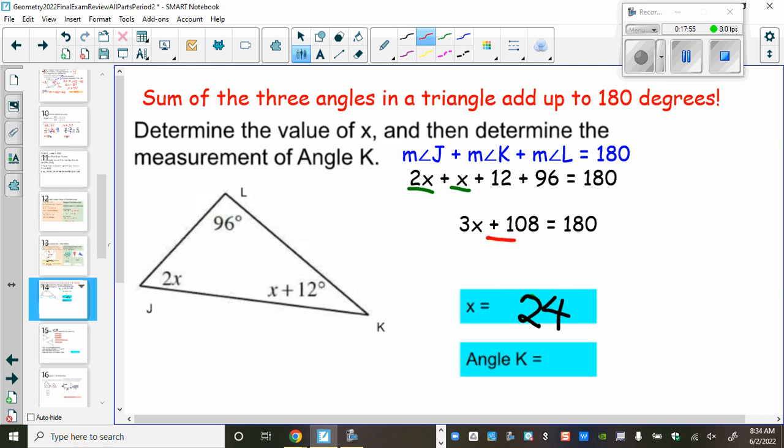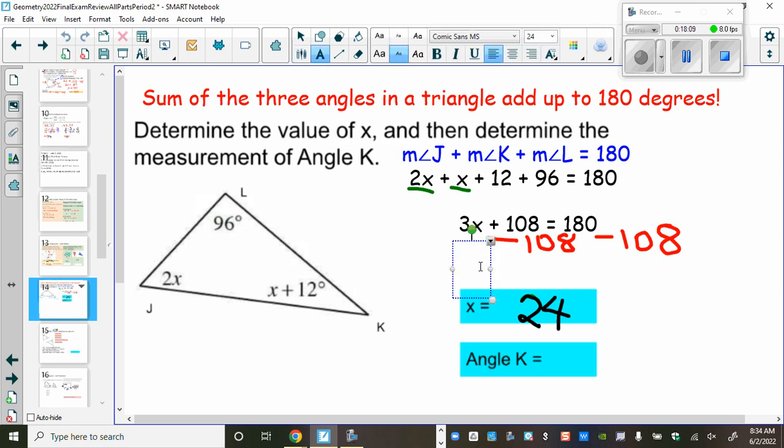It's here, minus 108 on both sides. And then you get 3x is 72. And then you divide both sides by 3.